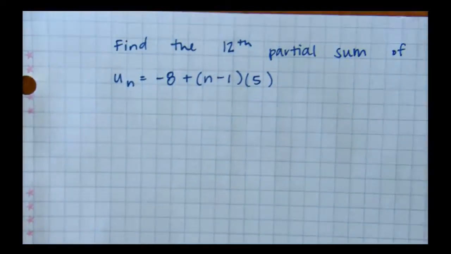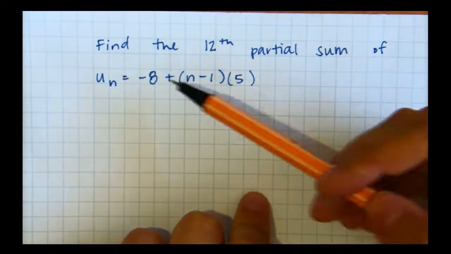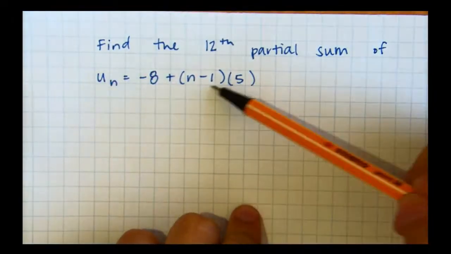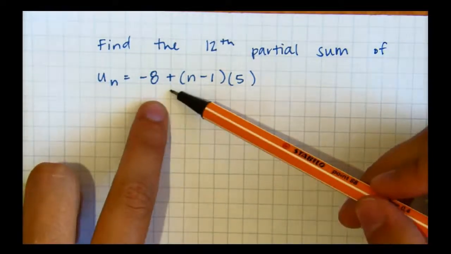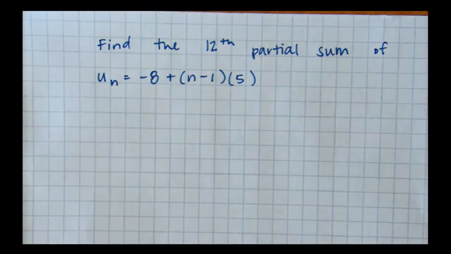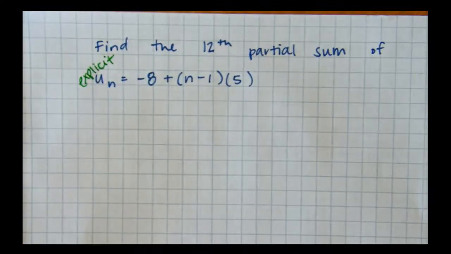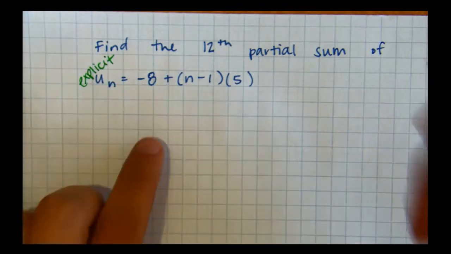So let's say my instructions are to find the 12th partial sum of this sequence. u sub n is equal to -8 plus (n minus 1) times -5. And you may notice that I've given this to you in the explicit form. So this is the explicit formula for an arithmetic sequence.